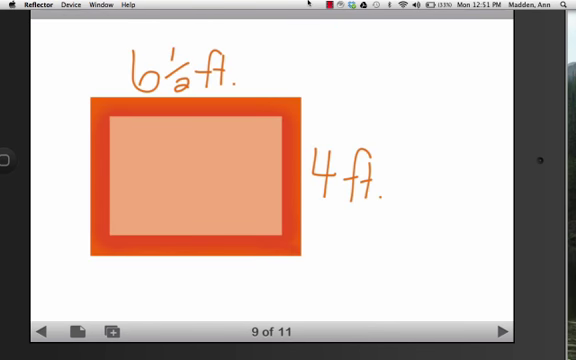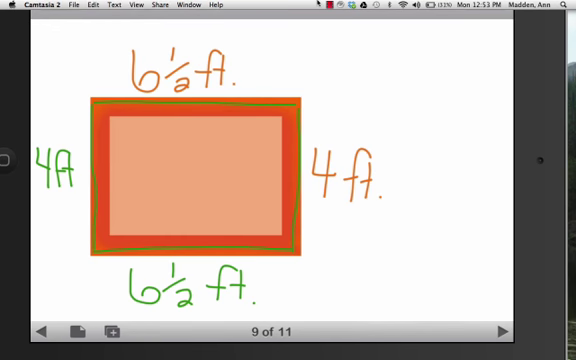Let's take a look at another one that you might encounter. This is a rectangle. It only gives me 2 of the sides. But knowing what I know of a rectangle, if the top side is 6.5 feet, the bottom side would be 6.5 feet. If the right side is 4 feet, then the left side would also be 4 feet. Now you can add them up to find the perimeter.